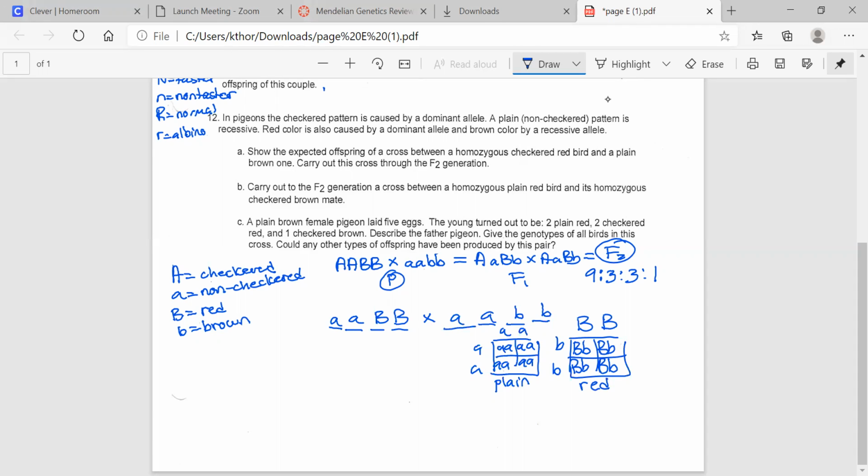So that's part B. A plain brown female laid 5 eggs. The young turned out to be 2 plain red, 2 checkered red, and 1 checkered brown. Describe the father pigeon. Give the genotypes of all birds in this cross. Could any other types of offspring have been produced by this pair? Okay, I'm going to clear out some space so I have some room to work.